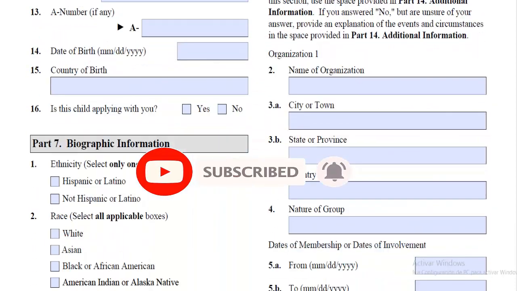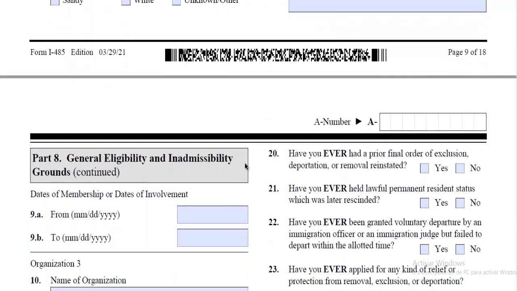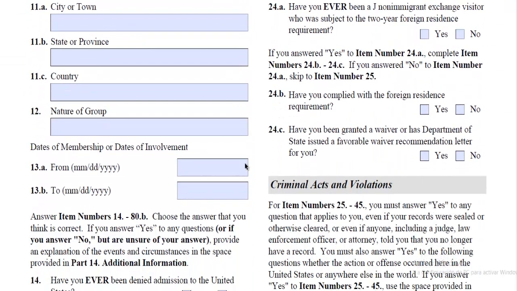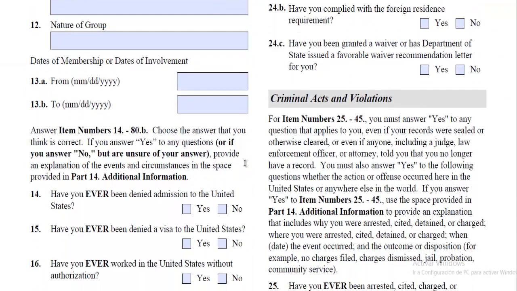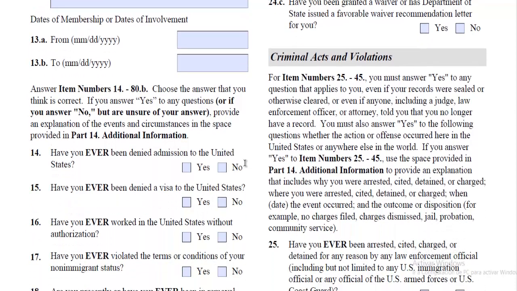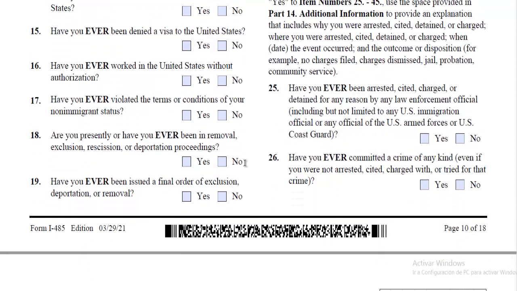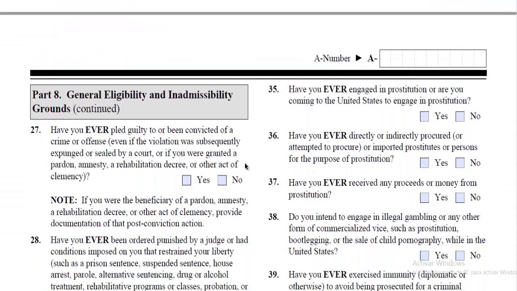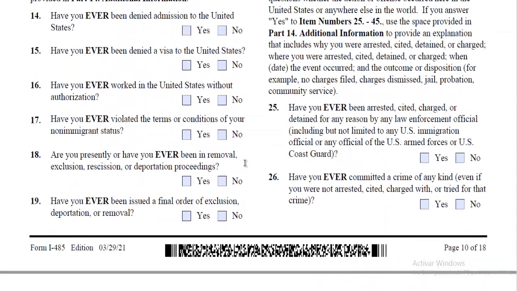Okay? For questions 14 to 60 in this Part 8, your answers are hopefully no. So you're going to read those questions, I hope. It's no, okay?